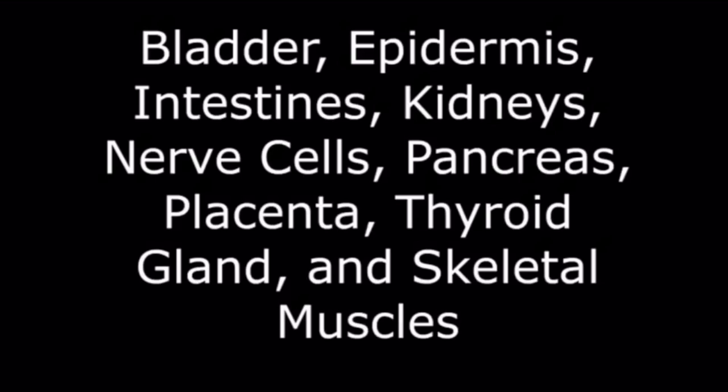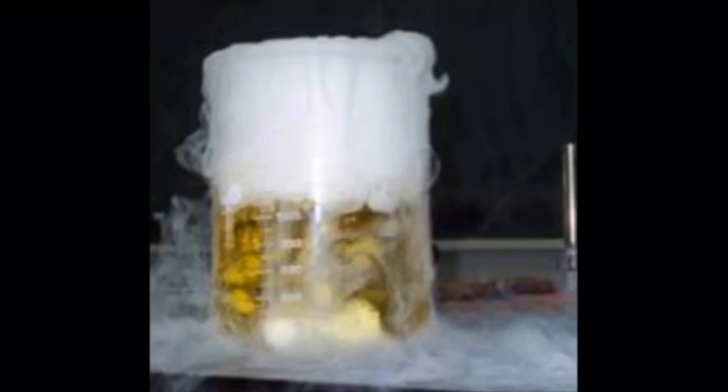This essential reaction is not only restricted to the blood. It also occurs in the bladder, epidermis, intestines, kidneys, nerve cells, pancreas, placenta, thyroid gland, and skeletal muscles. In all, we can thank this simple reaction from water and carbon dioxide for the life we live today and our ability to have a stable pH in our blood.